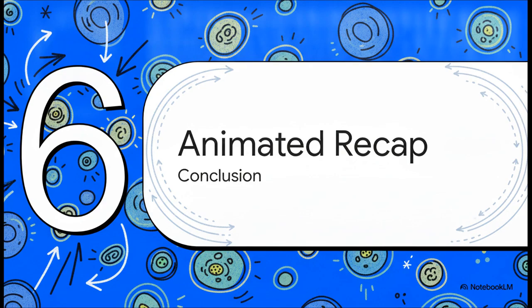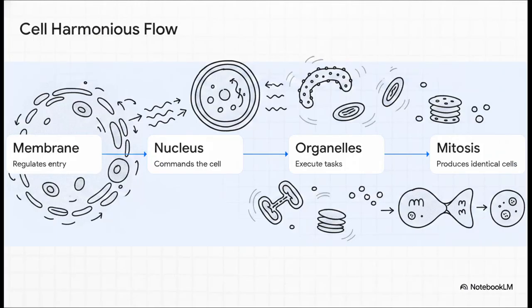Finally, Section 6, Animated Recap and Conclusion. Watch how this whole operation comes together in perfect harmony. First, that fluid mosaic plasma membrane expertly regulates resources, making sure only the right materials enter the cell while blocking anything unwanted. Next, the true membrane-bound nucleus of our eukaryotic cell sends out the essential commands and genetic instructions.